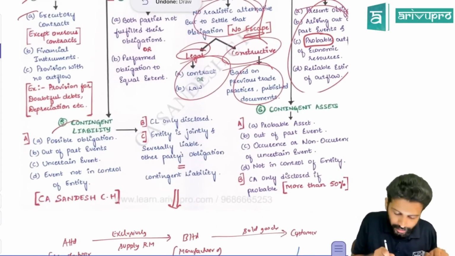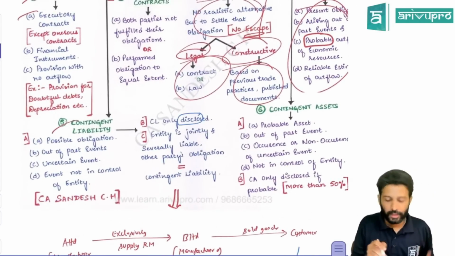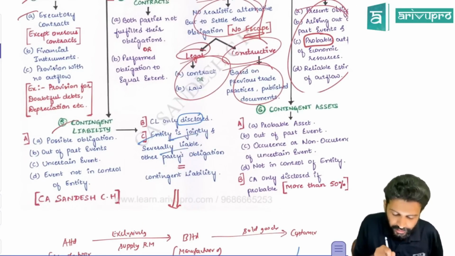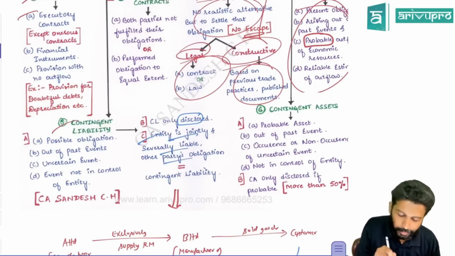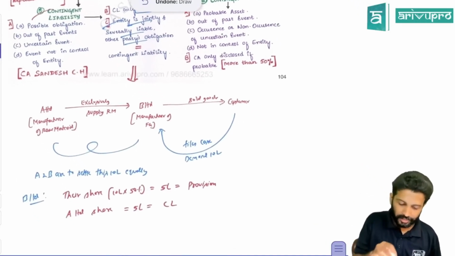Okay, sir. So do remember contingent liability is only disclosed. Okay. Another one is entity is jointly severally liable means other party ka obligation you disclose it as contingent liability. What is this? I've given a small example.